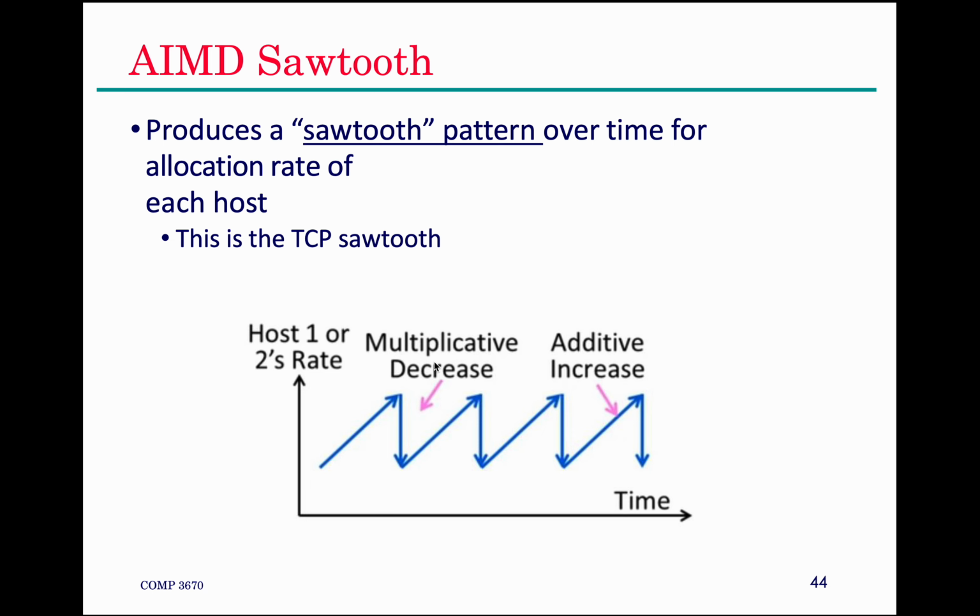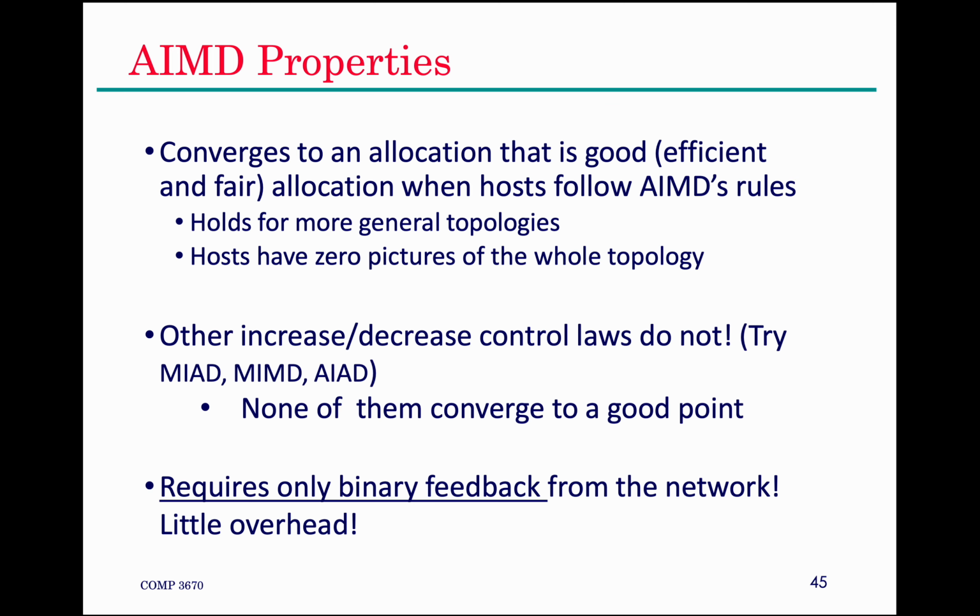Again, the same sawtooth pattern that we saw here is just being shown in a different way. So increase, increase, increase. The router says that there's congestion, decrease. Increase, increase, increase. The router says that there's congestion, decrease, and so on. So what it's saying is that the AIMD protocol, even though it's very, very simple, always converges into an allocation that is good, meaning that it is efficient and fair.